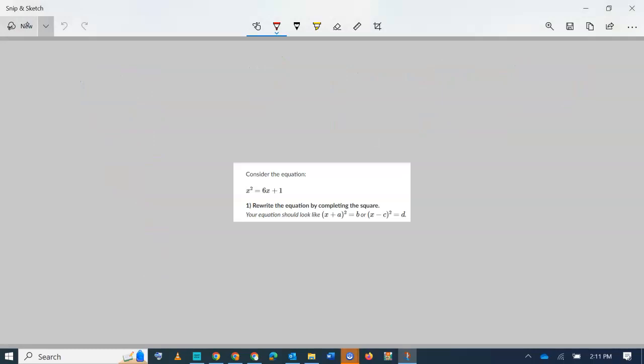All right, so first thing you want to do is rewrite it by completing the square, like the directions say. Rewrite the equation by completing the square. And you can notice, actually, it wants you to write it with an equal sign and a number on the other side, okay? So let's do that. We're going to complete the square with a number on the other side.